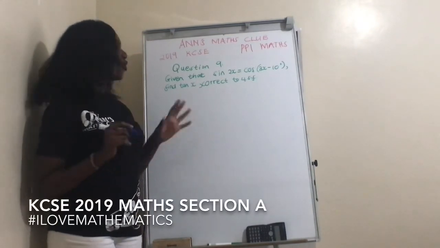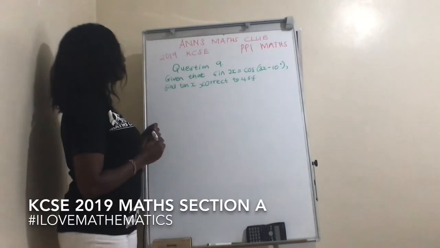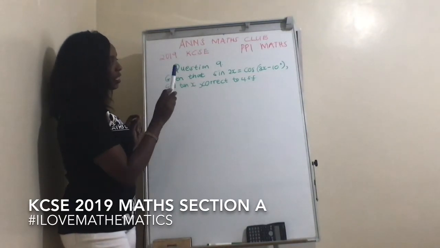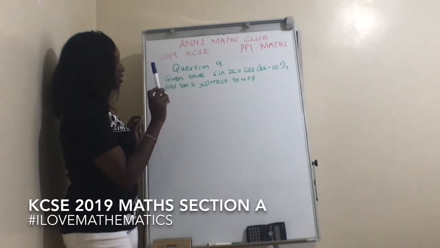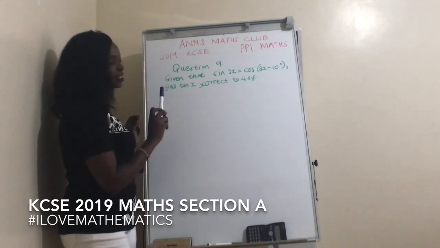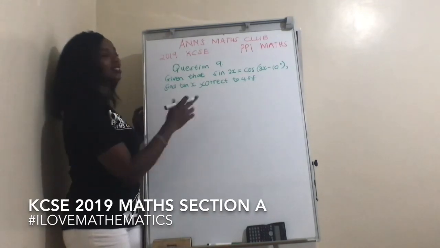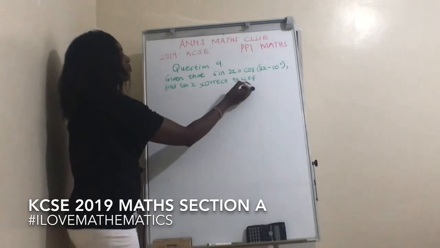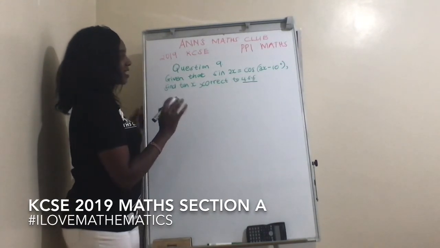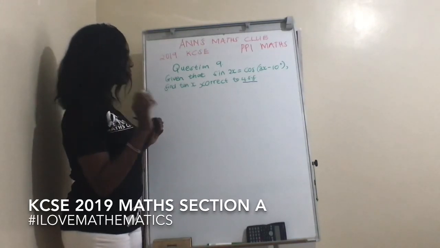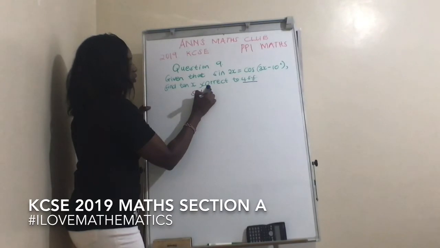Okay, so now on to question 9. We've been told that given that sine 2x is equal to cos(3x minus 10 degrees), find tan x correct to 4 decimal places. Four significant figures. You have to watch out for that. They can either ask you for decimal places or significant figures. So you just come here and say the solution.